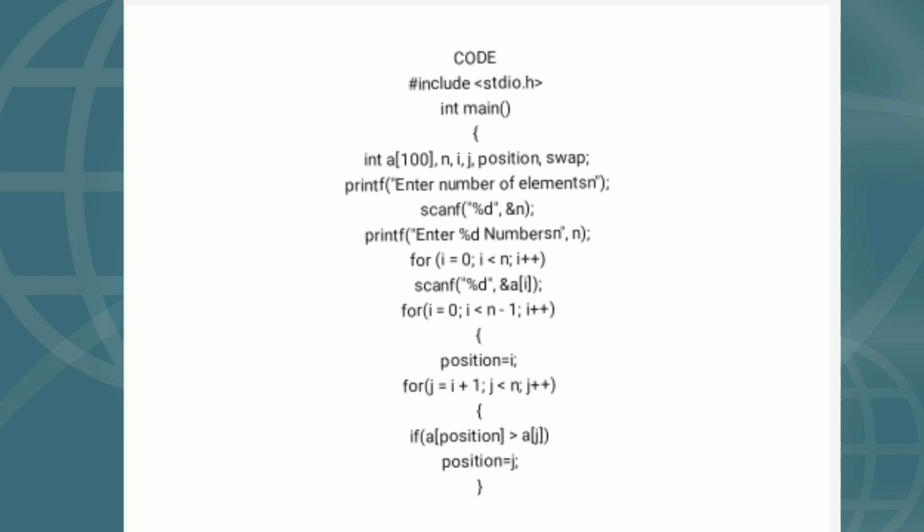Let us discuss the coding of selection sort. In this coding, first we have to declare the variables as a of 100 and i, j, position, swap. First we have to enter the size of the array as printf enter the number of elements, and it gets read by the function scanf. And next we have to enter the numbers and read them with scanf.